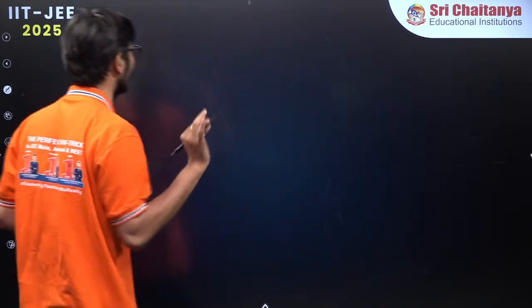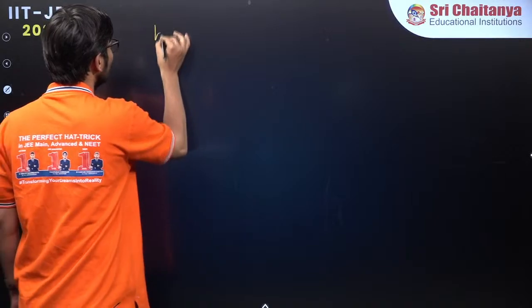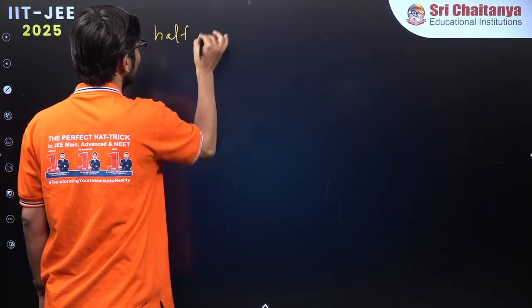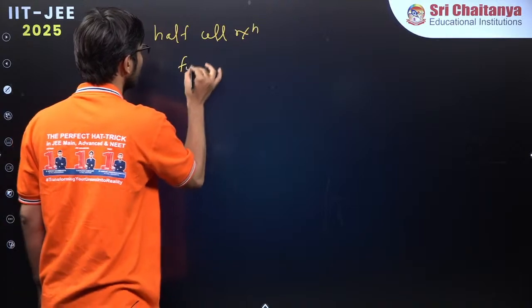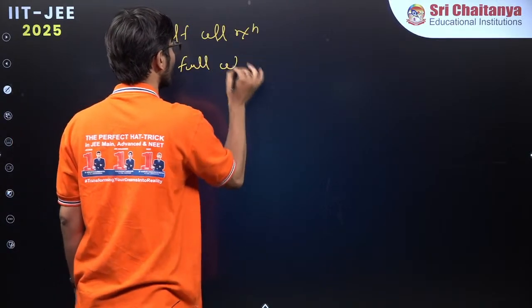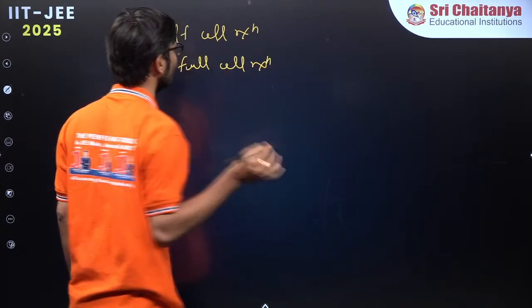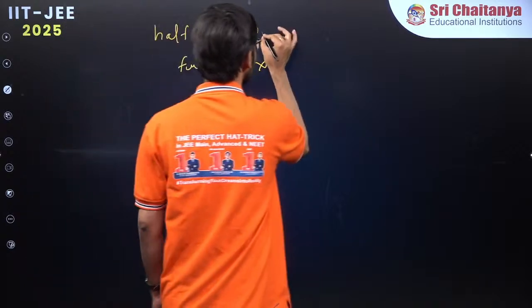Achha, before that, one more thing. There are two terms used. One is called half cell reaction, and one is called full cell reaction. These are the terms which are thoroughly used. Half cell reaction and full cell reaction. What is half cell reaction?